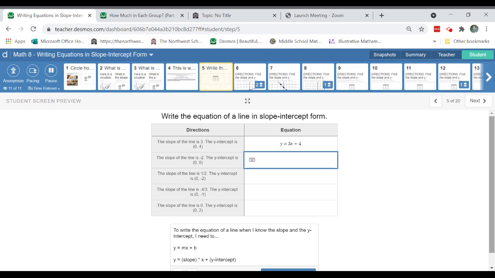Next one, the slope is -2. The y-intercept is (0, 0). So it's going to be y equals -2x plus 0. You don't have to write that plus 0. You could do y equals -2x. That would be totally fine. And actually, that would probably be a better answer.